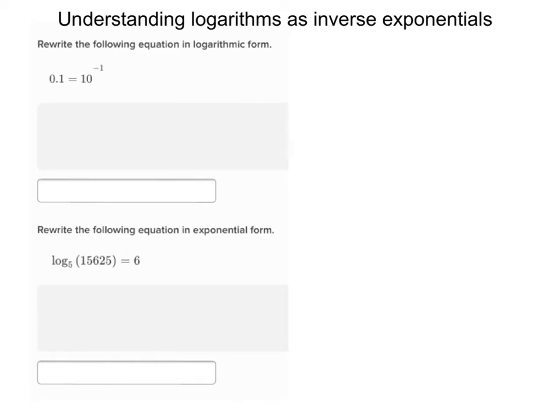Okay, so the purpose of this video is to help you to go on Khan Academy and get 5 in a row on the activity Understanding Logarithms as Inverse Exponentials.